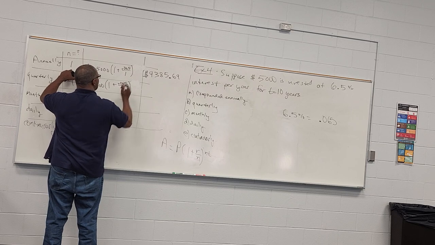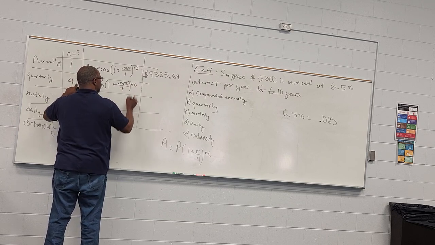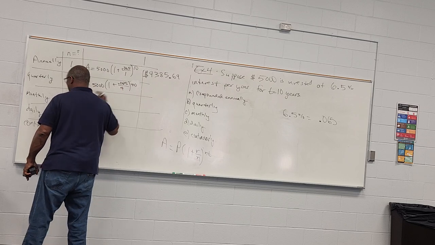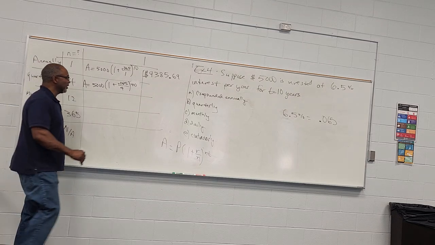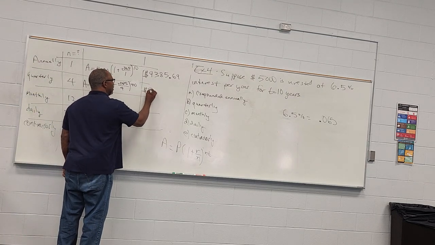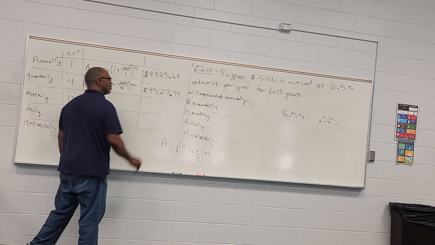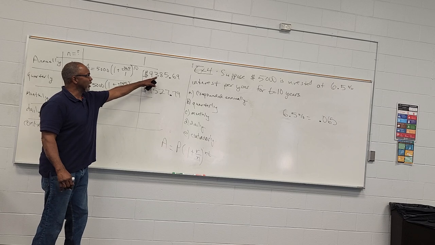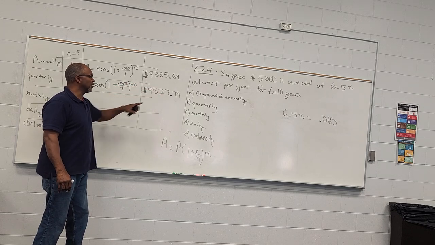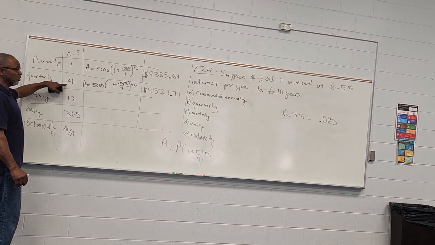So 1 times 10 would be 10. In this case, 4 times 10 would be 40, right? N times T. So they say you'll get 95.27.79 in the second case. Okay. And we see we earned more money. I went from 93.85.69 to 95.27.79 as I increased my compounding periods from 1 to 4 times a year.